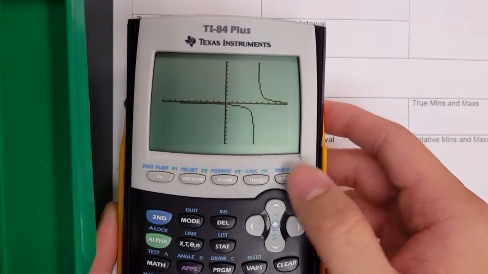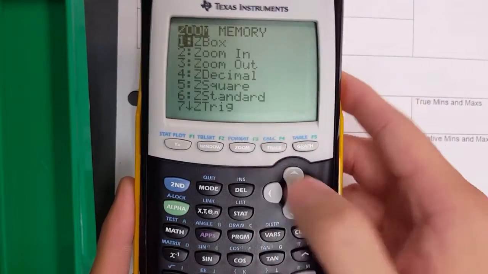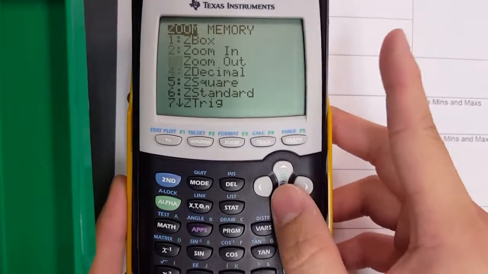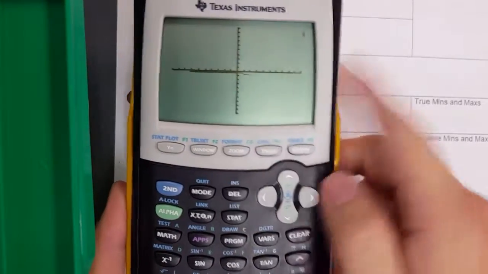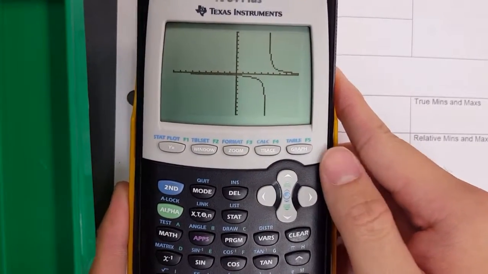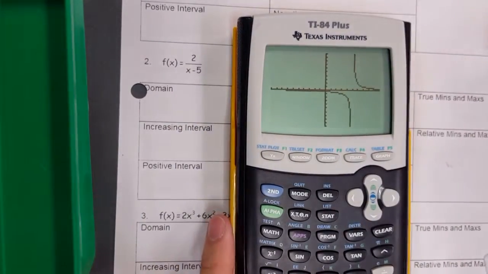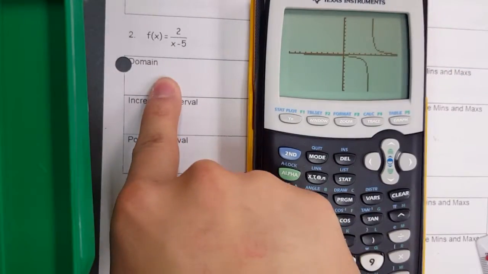If it doesn't, it might be because the zoom is messed up. So you can press zoom and then press 6 for standard. Zoom standard makes it nice and neat. So it looks something like that: 2 over the quantity x minus 5 looks like this. The way that I want to do this is step by step. I'm going to look for the domain first.